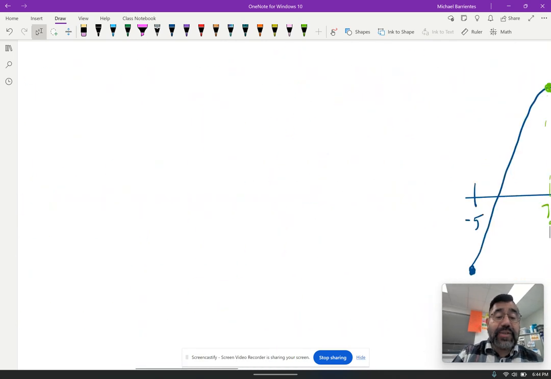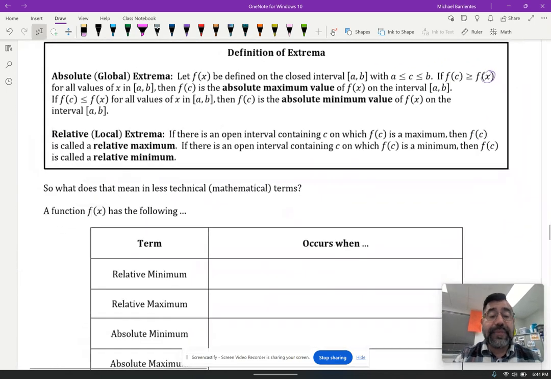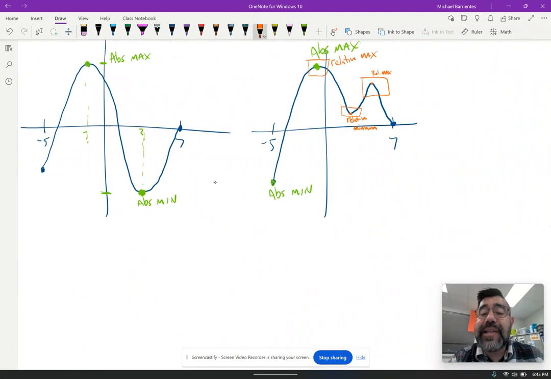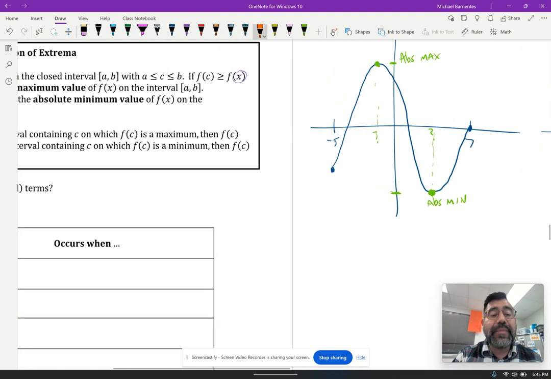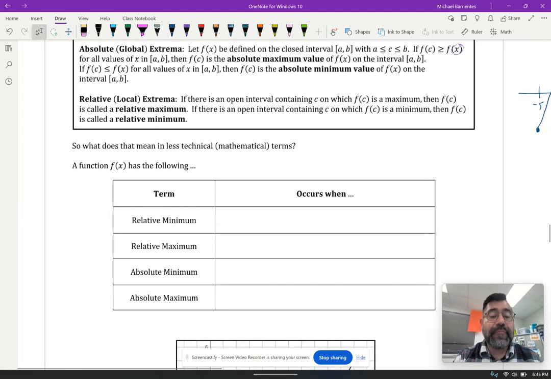And so when I come back to Brian's definition here, he says, if there is an open interval containing C, so there's that special x value, on which f of C is a maximum, then f of C is a relative maximum. So that's kind of saying, hey, if I can zoom in and I can see that there's a point that's higher than the rest, even if it's not the highest out of all of them, but in that little open interval it is, then I'm going to say that it is a relative max. And the same thing with relative min.